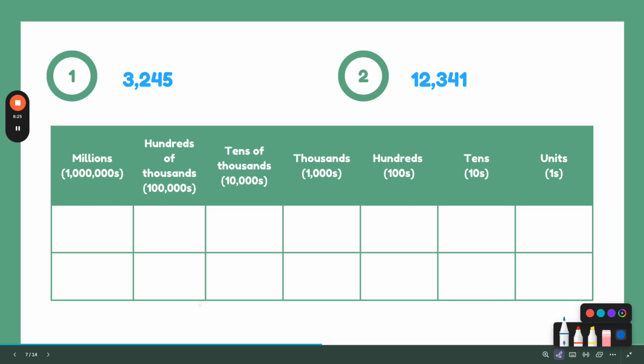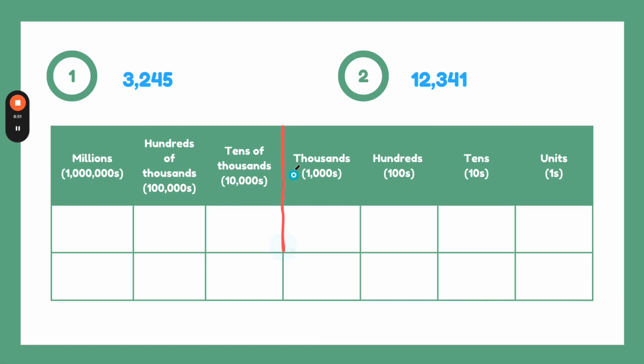Okay, I hope you've all had a go at these two examples. Let's start with the first number. We have 3,245. This is a 4-digit number, which means we are only concerned with these columns in the table.